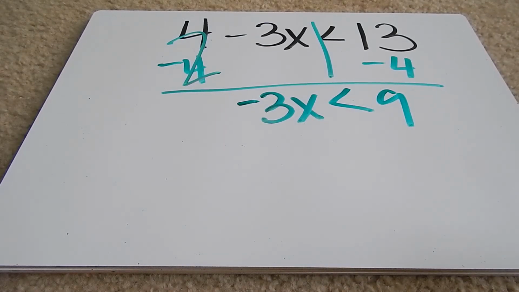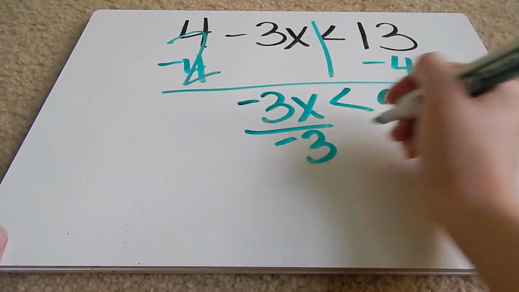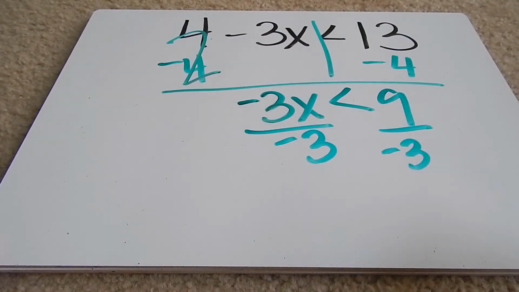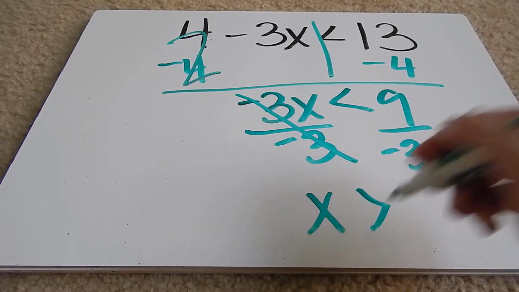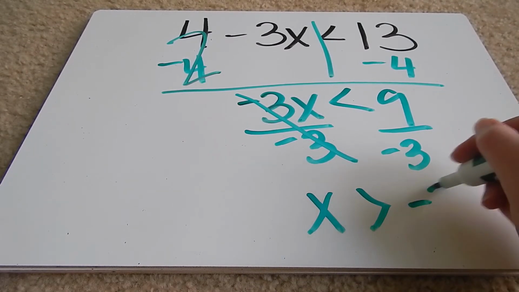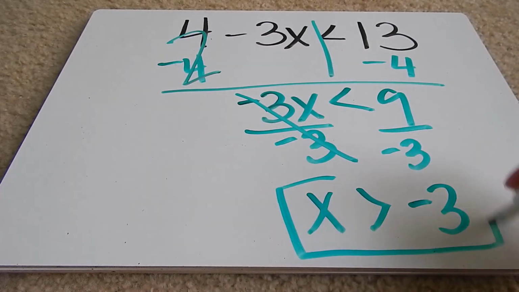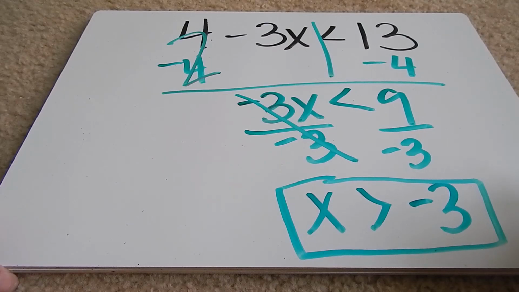From there, I want to undo the multiplication by division. So I'm going to divide both sides by negative 3. My negative 3's are going to 1 out, so I have x. Now, since I did divide by a negative number, I flip my inequality symbol. It now becomes greater than. And then 9 divided by negative 3 is negative 3. So my answer is x is greater than negative 3.